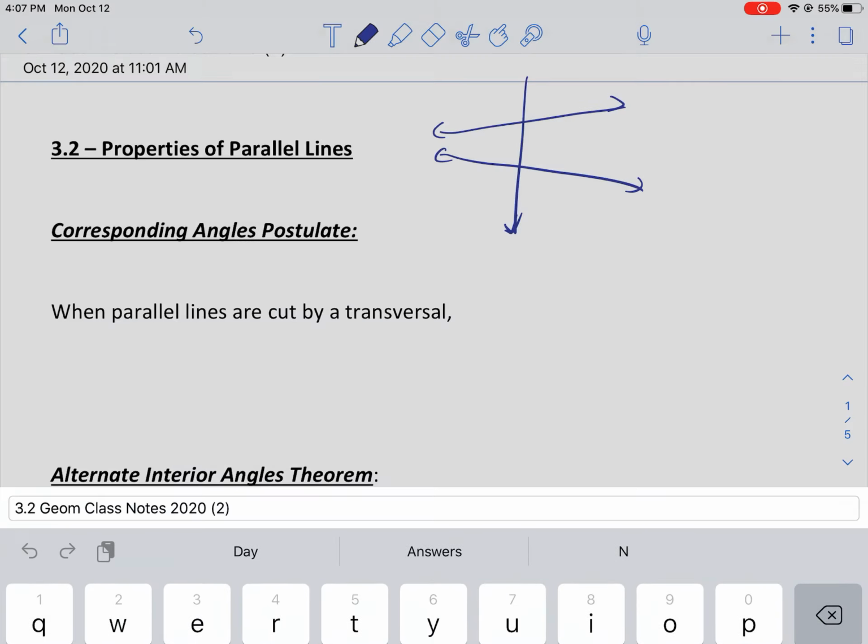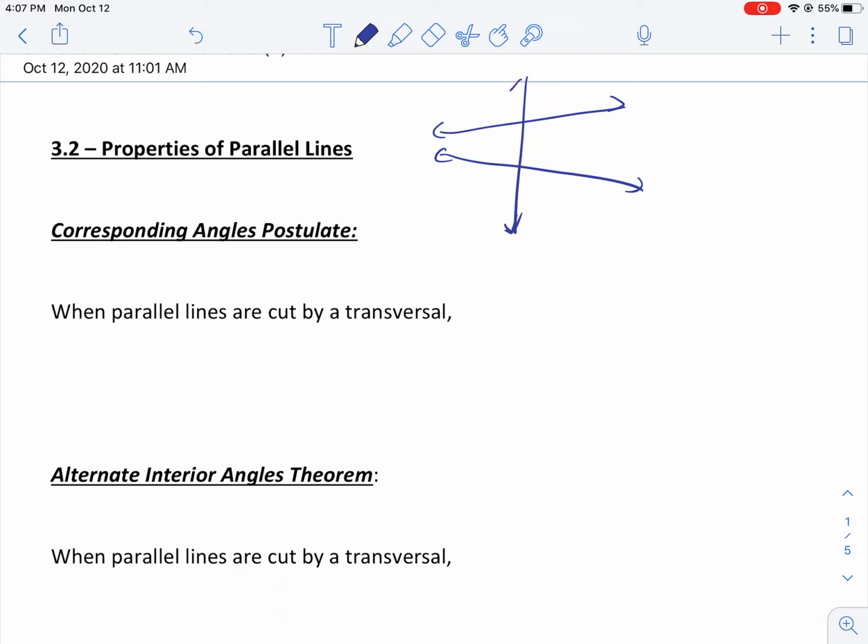relationships. For example, angle 1 and angle 3 would be corresponding angles. Angle 3 with angle 5 would be alternate interior angles, and so on.